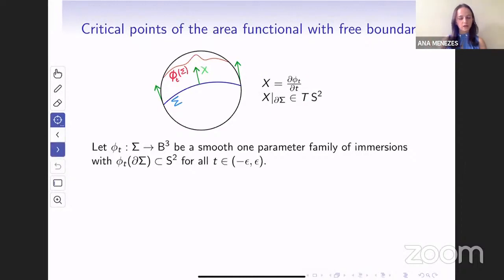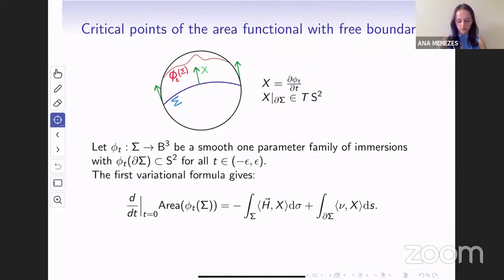So when you look at the first variational formula, you get this expression. You can see that Sigma will be a critical point if and only if these two terms vanish for any X. This tells you that the mean curvature vector must vanish and the conormal along the boundary must be orthogonal to the sphere. That's exactly the definition that we had in the previous slide. Let me mention that these two notions of minimal surface with free boundary hold in any Riemannian manifold with boundary, not only the ball.